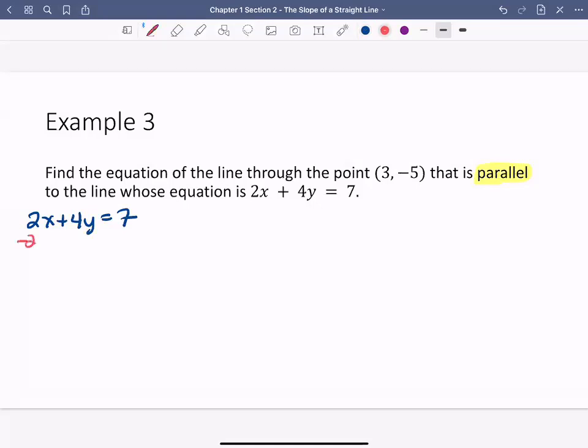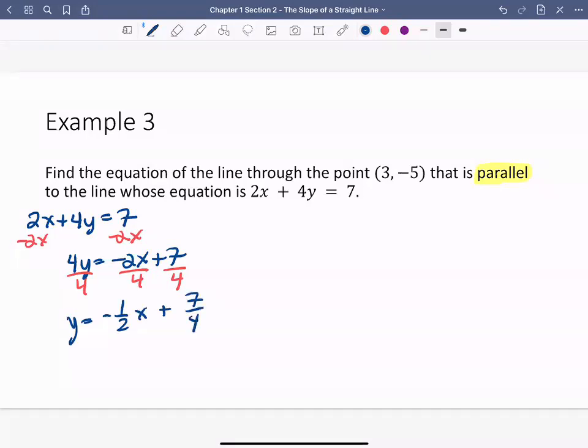So I'm going to subtract the 2x over, and I'm left with 4y equal to -2x plus 7. Solving for y still, so I'm going to divide everything by 4. And we're left with y equal to, we're going to reduce that -2/4 to be -1/2 x plus 7/4. Now don't be frightened by this 7/4. We don't even use it. All we care about is this right here. That's our goal, this -1/2.